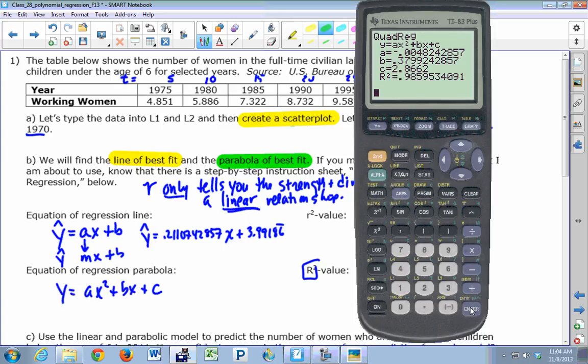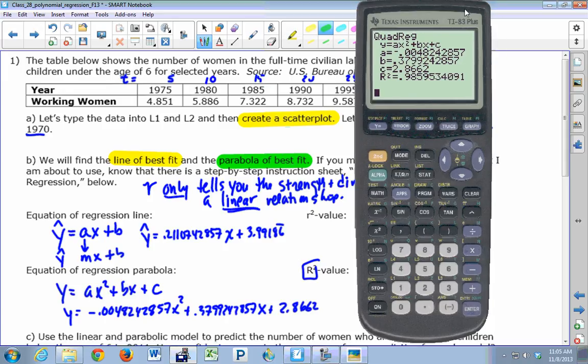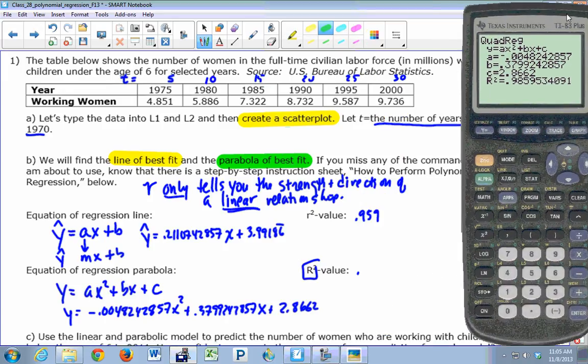Okay, so what's A here? A is negative. So my leading coefficient for my parabola is negative, which tells me I have a sad parabola. Okay, which means I'm going to have a maximum point at some point according to this parabola. B is 0.3799242857, and that's my coefficient for my x value. And then my constant term is 2.8662. And what's my r square value? 0.9859.